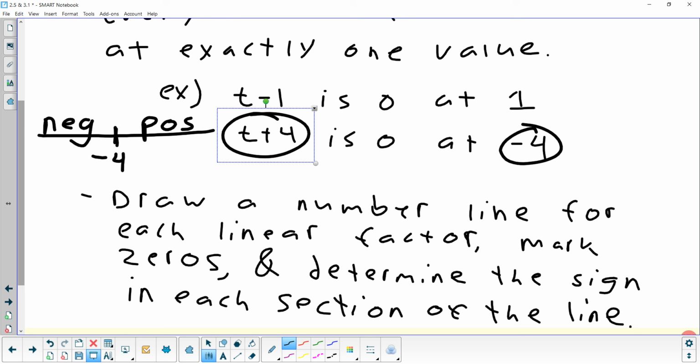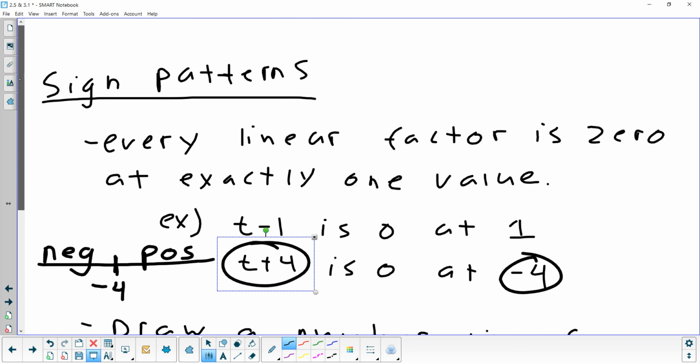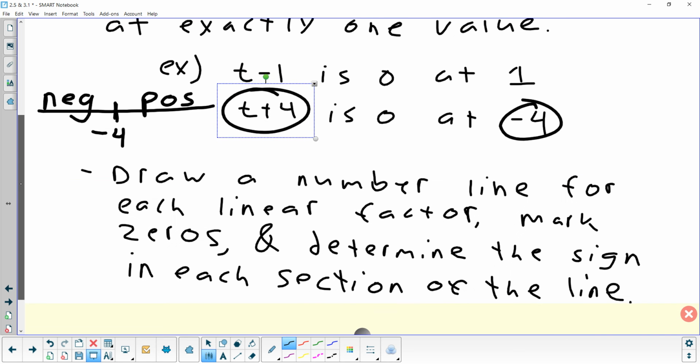So we drew a number line. We marked the number that gave us exactly 0. And then anything to the right of that will give you a positive. Any number below that will result in a negative. That's called a sign pattern. Any question on that?